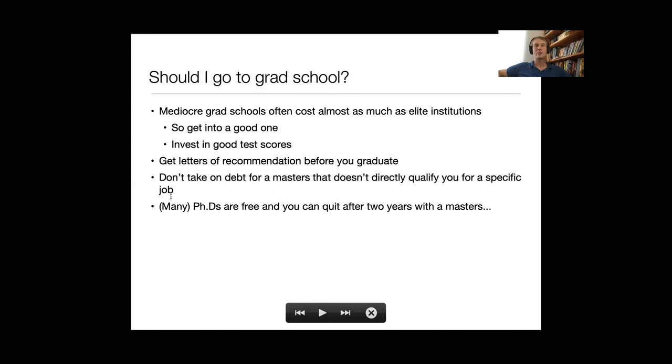In general, don't take on debt for a master's degree that doesn't directly qualify you for a specific job, right? A lot of you are really good students. You were great students in high school. You're great students in college. It's terrifying to go out onto the job market, right? It's much safer and much more fun just to stay in school, just to take a master's degree because being a student is fun.